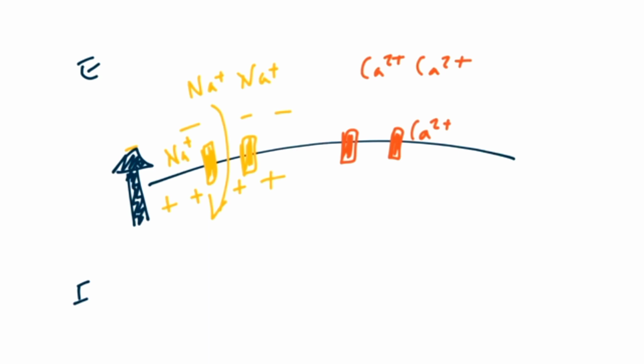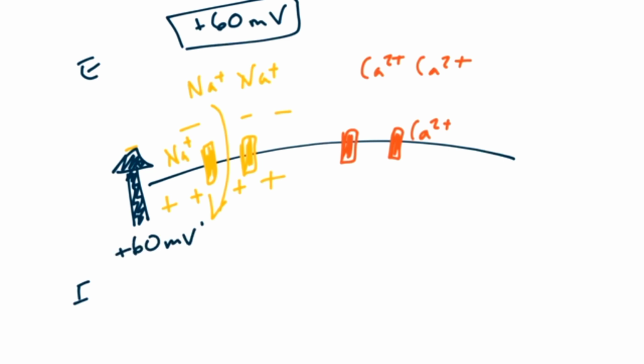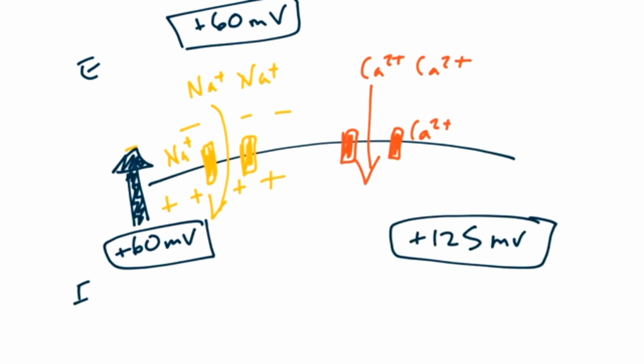As stated in the question stem, sodium has an equilibrium potential of positive 60 millivolts. This means at positive 60 millivolts, the electrical force is strong enough to prevent the influx of additional sodium. The same concept is true for calcium and other ions. In this case, calcium will enter the cell until the cell reaches positive 125 millivolts. At this point, the electrical force is strong enough to prevent the influx of additional calcium. So this force repels the influx of additional calcium.